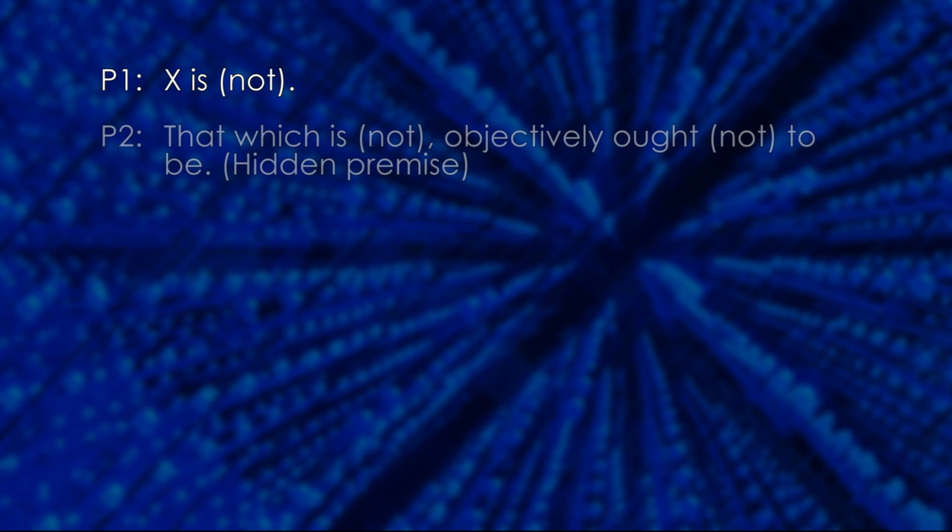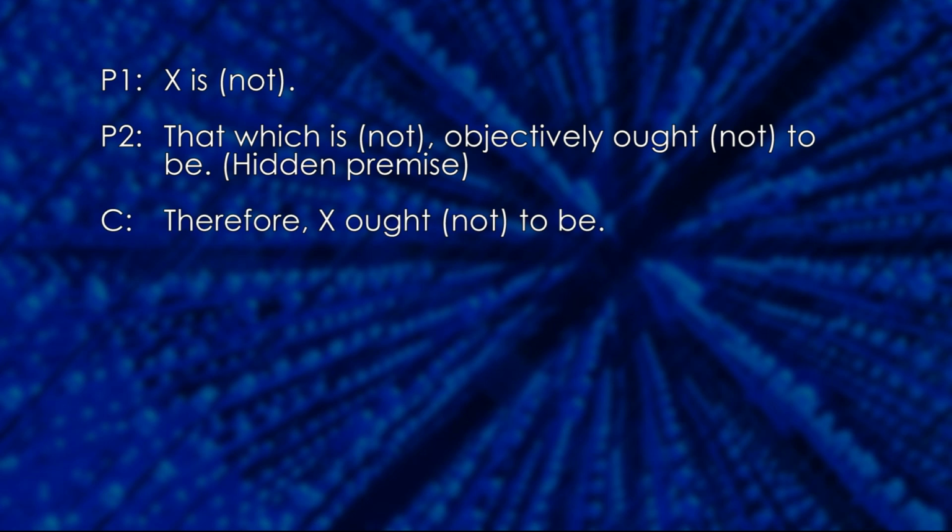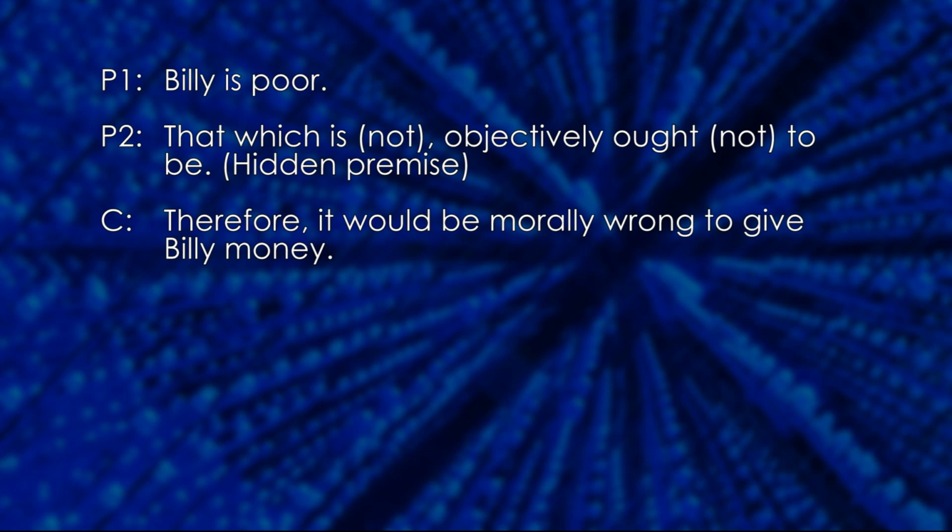An argument including this fallacy can look like this. Premise 1, X is, or is not. Premise 2, hidden, that which is not objectively ought not to be. Conclusion, therefore X ought not to be. For example, someone might make the following argument. Premise, Billy is poor. Conclusion, therefore it would be morally wrong to give him money.